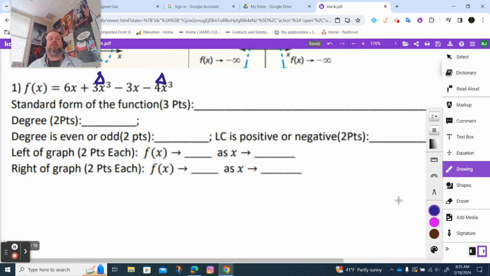What is 3 minus 4x? Good. Negative 1x to the third. All right. I'm dancing along to music from next door. And then 6 minus 3.